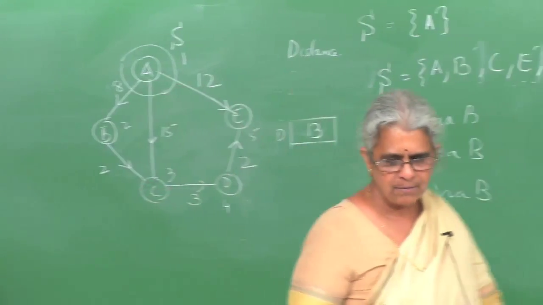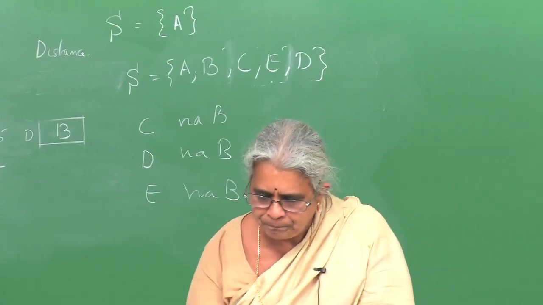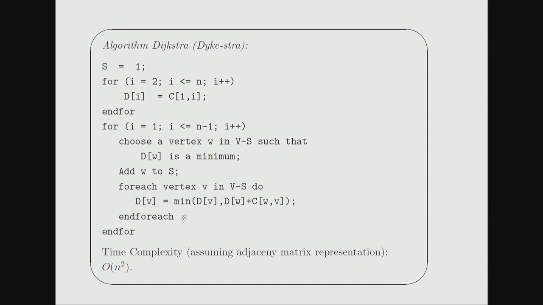That's what this algorithm is trying to do. If you notice, V in V minus S, it tries to keep updating this particular distance. So finally, your matrix D will contain the list of distances from the source vertex 1, or as in this case A, to all the other vertices.